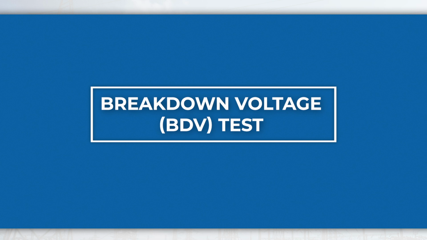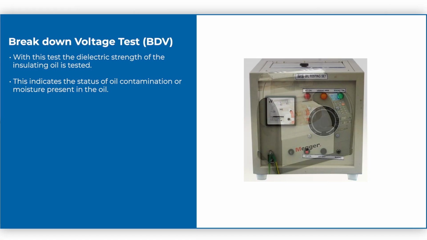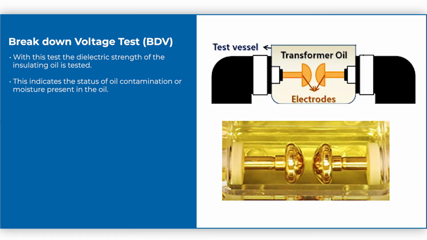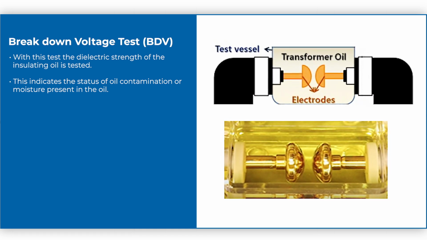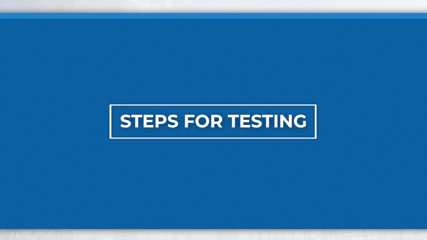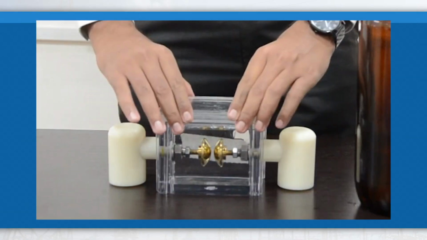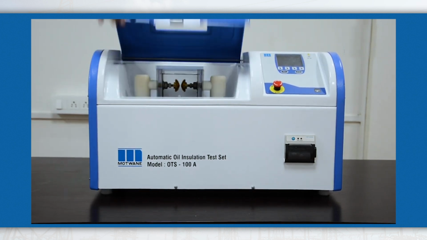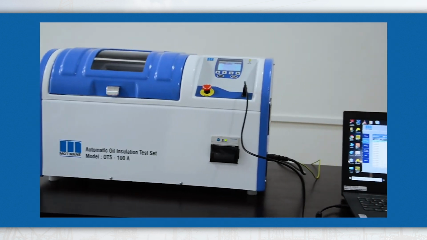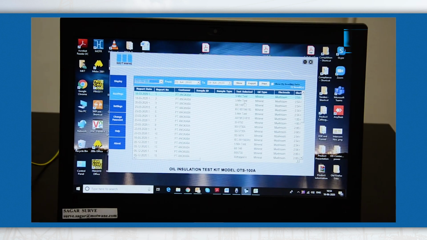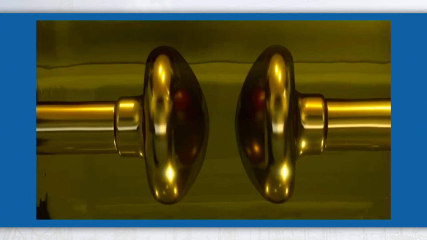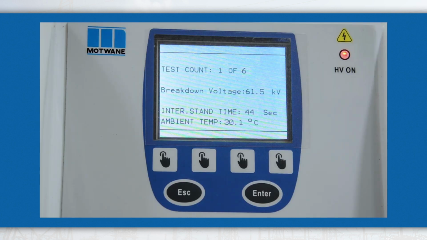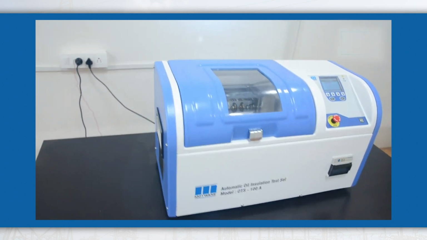Breakdown voltage test (BDV). With this test, the dielectric strength of the insulating oil is tested. This indicates the status of oil contamination or moisture present in the oil. Steps for testing. This test is conducted by placing the oil sample between 2 electrodes, and AC voltage is applied gradually, by not more than 2 kV per second, till the electrodes have enough potential and start to conduct through the oil. Total readings to be taken are 6, and BDV is the average of all the 6 readings.